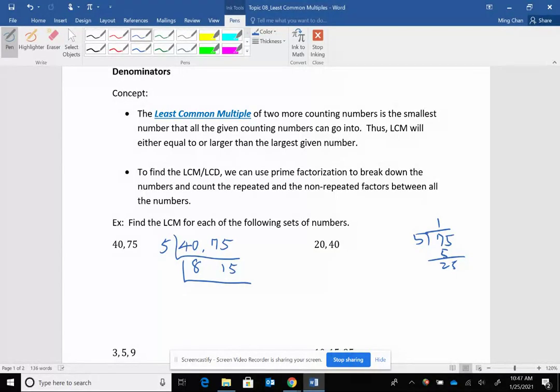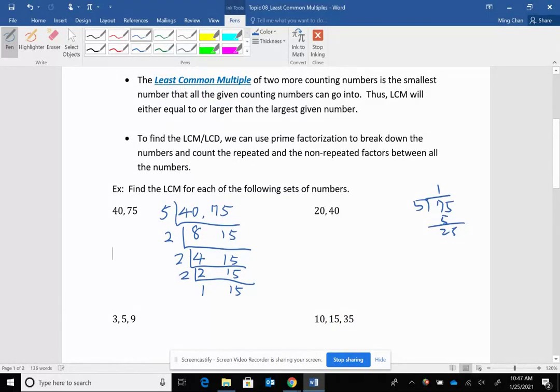So when you cannot find a number on the outside that can go into both of these, then do one at a time. Okay, I'm going to do 8 first. For 8, I'm going to use 2. 2 goes into 8 4 times. 2 cannot go into 15, so we write it down. Keep going. 2 goes into 4 2 times. 2 cannot go into 15, so write it down. All right, try it. 2 will go into 2 1 time. 2 cannot go into 15, write it down. Okay, we keep on breaking it down.